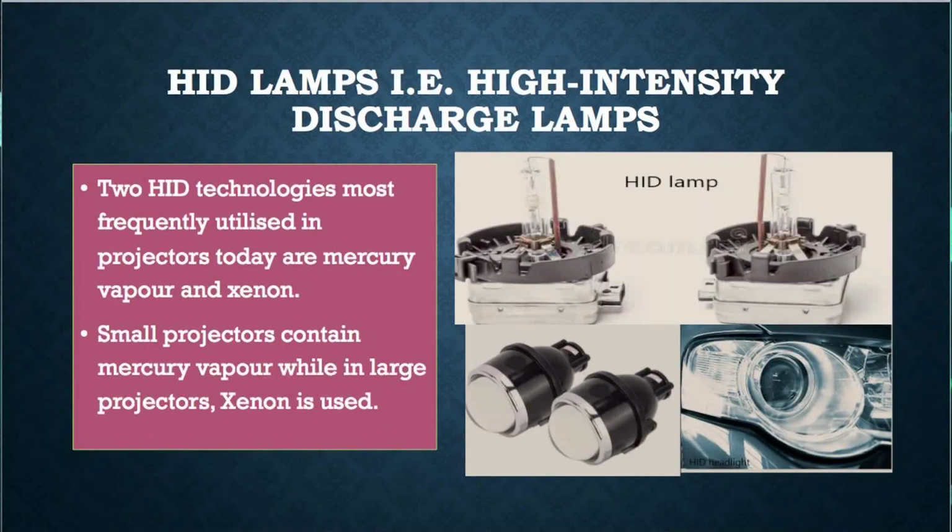The most common light used in projectors is still HID lamps. Although there are a few other types of these lamps, the 2 HID technologies most frequently utilized in projectors today are mercury vapor and xenon. Small projectors generally contain mercury vapor, while in a large projector, xenon is used as lamps.